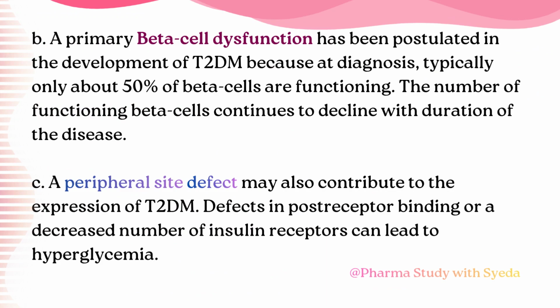Peripheral site defects. It also contribute to the development of type 2 diabetes. These may include problems in insulin receptor function or a decreased number of insulin receptors on target tissues. As a result, even when insulin is present, the body's cells do not respond effectively, leading to persistent hyperglycemia.